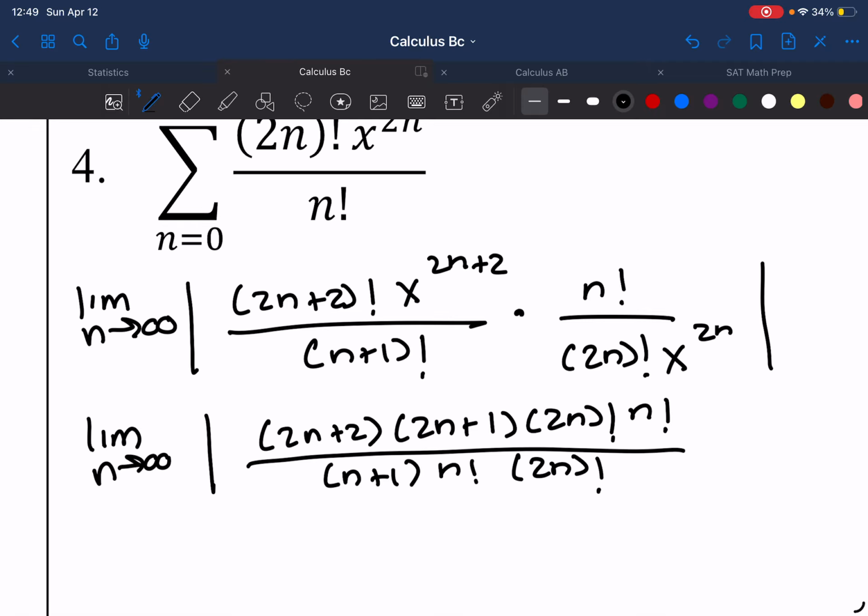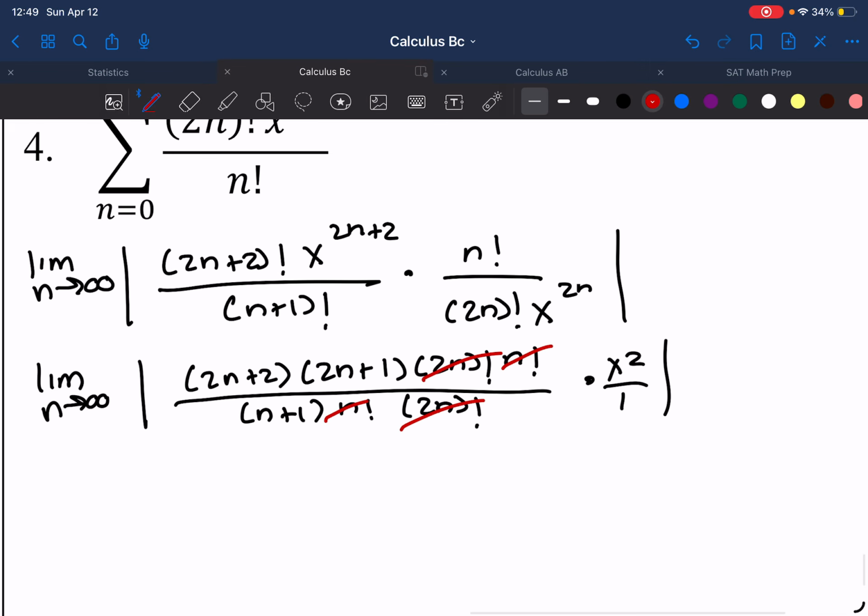So I already did some reducing here. That's why you don't see the x to the power of 2n plus 2 in this part right here, because technically I'm also separating my n's and my x's. And so this is times x squared over 1. Let's cancel some things out. So I have n factorial and 2n factorial. And so here I end up having an n squared over n.